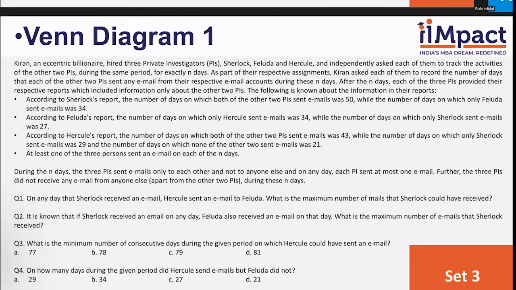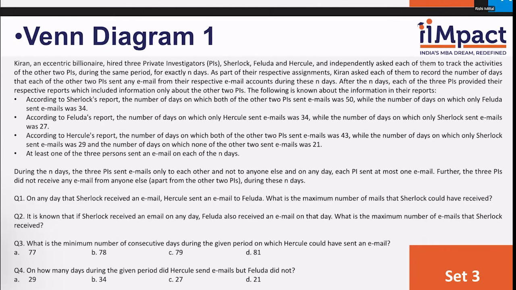other two PIs. Guys, this line is very, very important now. That the report included information only about the other two PIs. So if Sherlock tells me that on a specific day, only Feluda sent out a mail, that means the variables that we will consider is only Feluda and Sherlock. Right? That's the second tricky part over here. That if they are reporting only about the others, please remember to include that specific PI as well, that is per private investigator, when you are writing the equation. Don't forget that. That is, I think, one of the key mistakes one can make in this set.